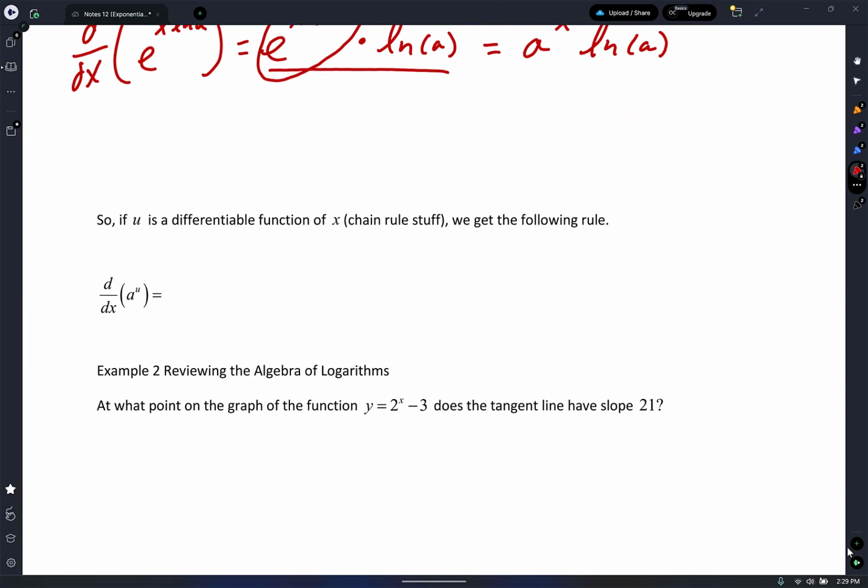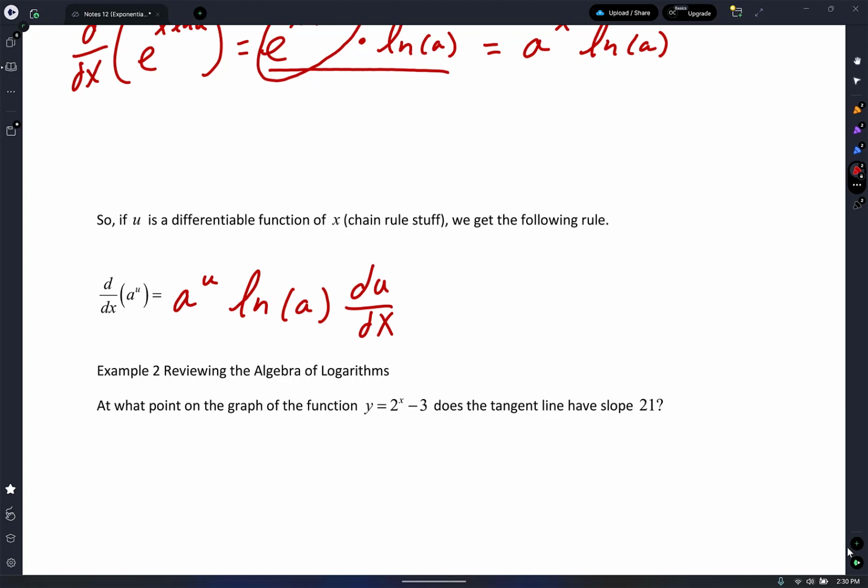All right. Chain rule. Here we go. Chain rule. So the derivative of a to the u is always going to be itself, a to the u, times ln of your base, so ln of a, and then chain rule, the derivative of u, so du dx.